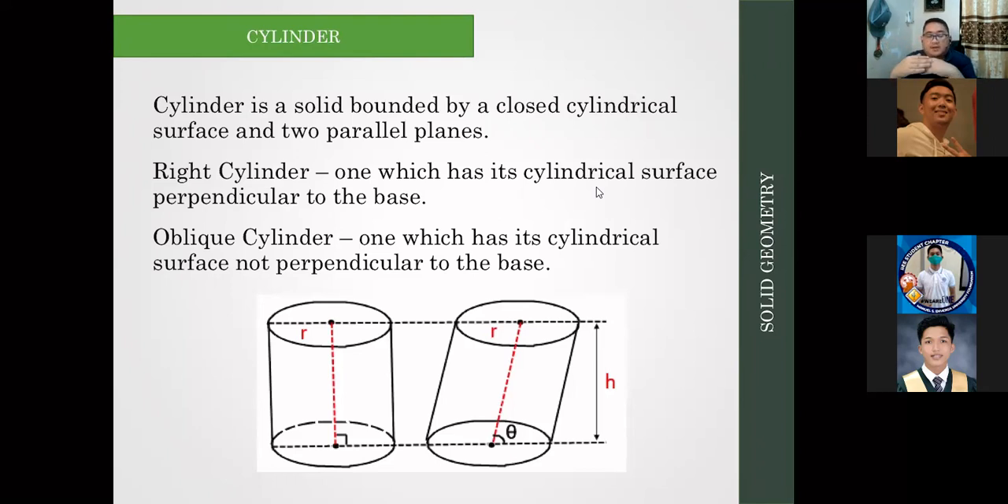Difference lang niya, kapag right cylinder, yung cylindrical surface natin o yung mismong surface ng cylinder natin is perpendicular din sa base natin. As you can see here on the figure on the left, yan, naka 90 degree siya. And then oblique cylinder tayo if the given angle is not 90 degrees or naka-slant siya. Okay? So, hindi 90 degrees yung angle with the base of the cylinder.